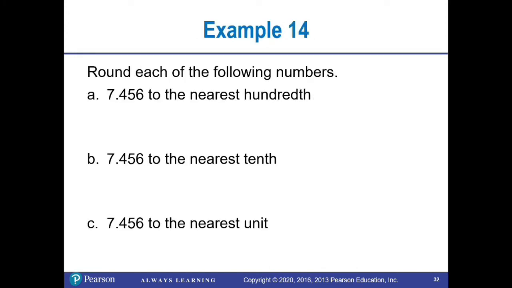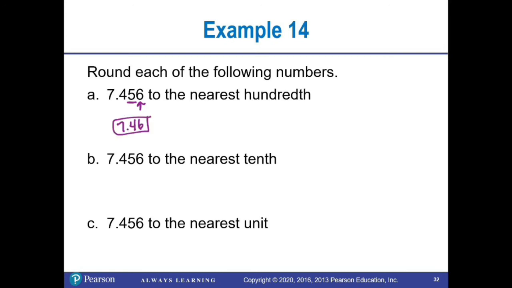In part A, I want to round to the nearest hundredth. So my hundredths place is the 5. I look to the right of that and I have a 6. 5 or more, we round up, and so this one rounds to 7.46.